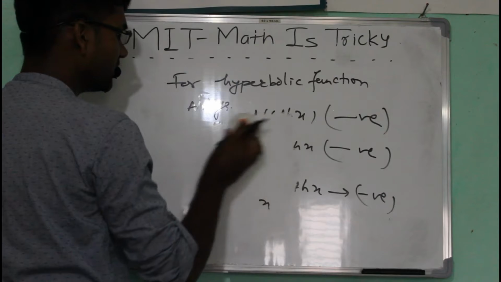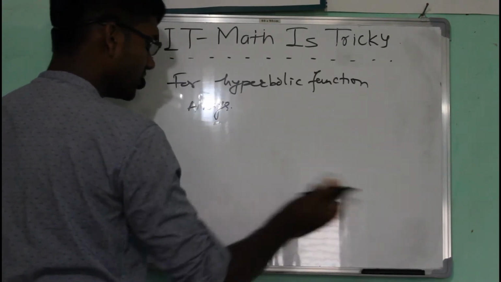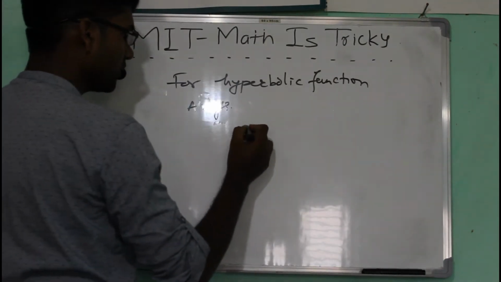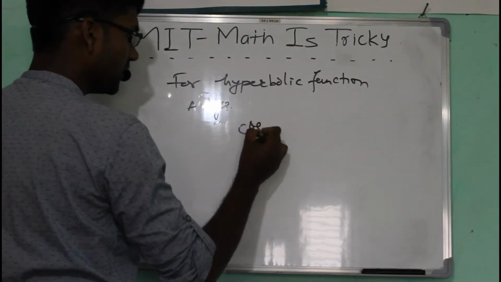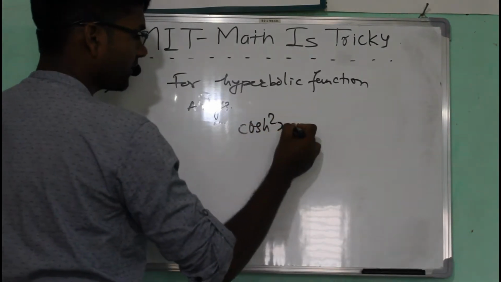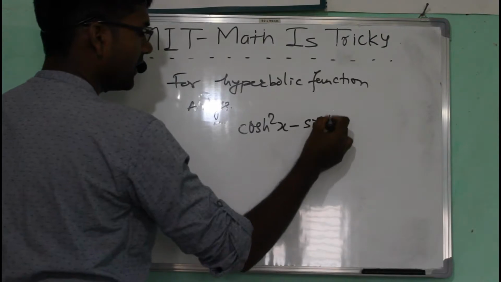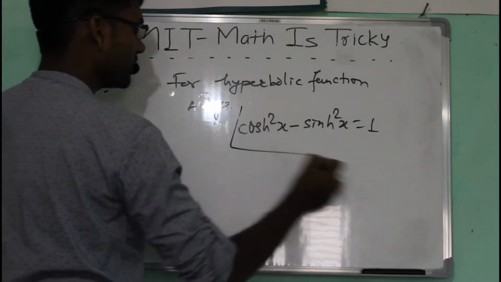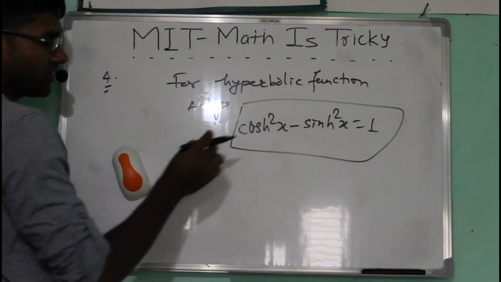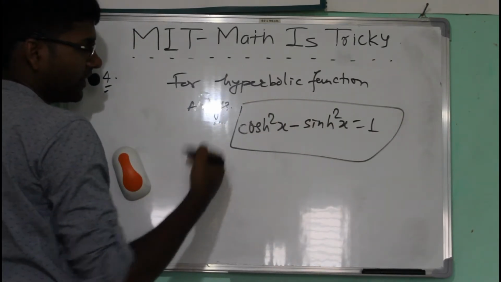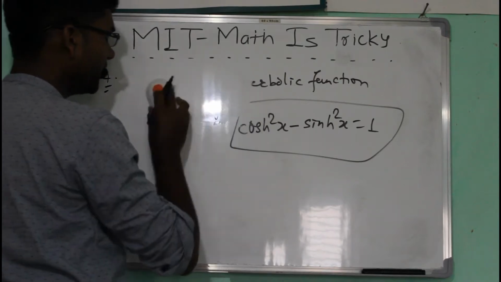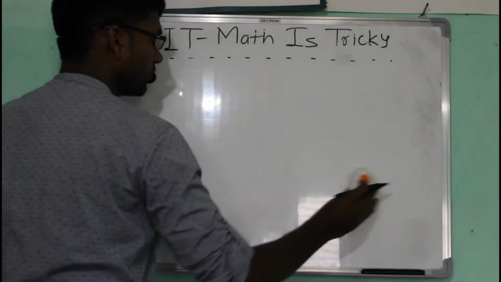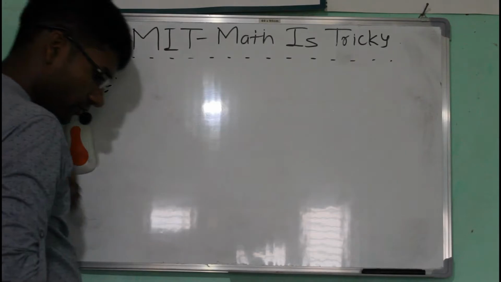So one more relation I'll write here so that it will be useful for you: cos h square x minus sin h square x equals 1. This is the main formula. Please remember this in the case of hyperbolic functions. Based on this, now you can do other problems. So let me do another question from your entrance exam. Let's see the fourth question.